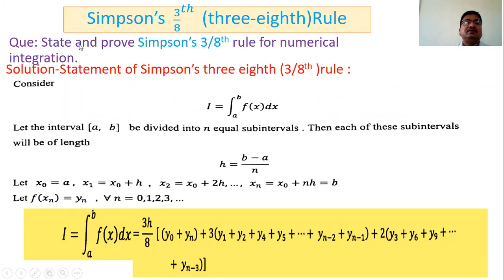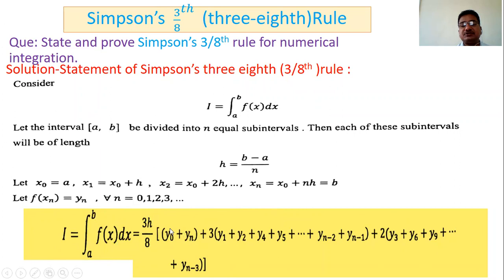So the question is: state and prove Simpson's 3/8 rule. The statement is again the same, that is, we have to find the integration a to b f(x) dx numerically. So divide this interval a to b into n equal sub-intervals, each of length b minus a by n. The end points of the intervals are x0, x1, x2, xn, and the corresponding values of y are y0, y1, y2, yn. And then this is the rule: integration a to b f(x) dx is 3h by 8, or 3 by 8 h. That's why the rule is called the 3/8 rule.